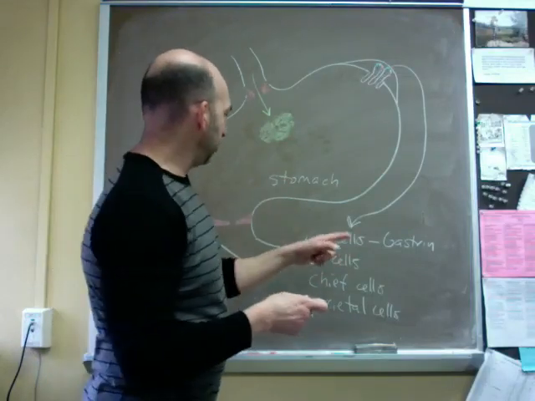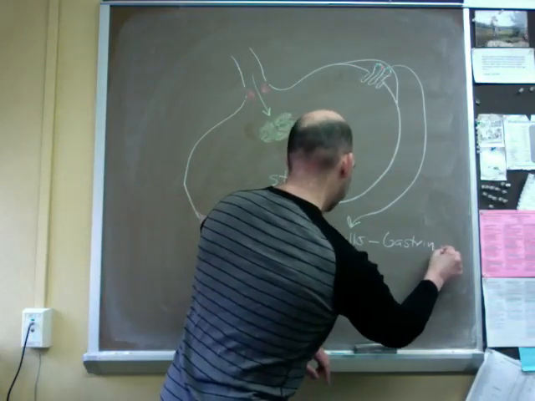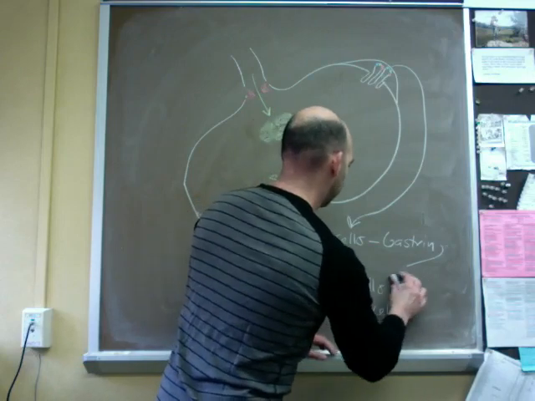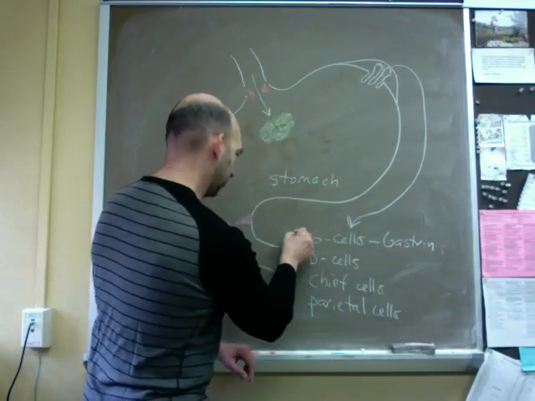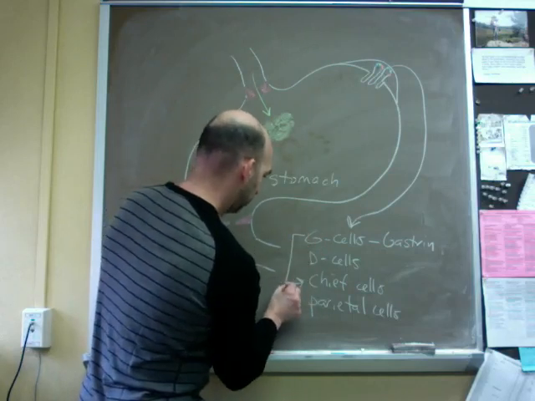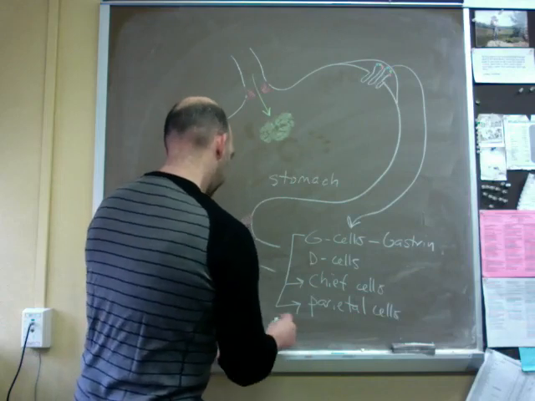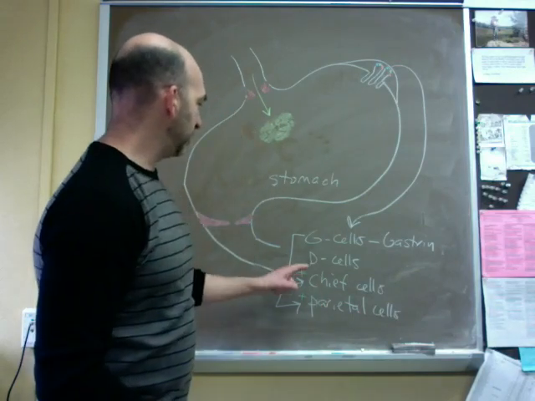Well, gastrin stimulates chief cells. Let me rearrange my arrows here. I'm going to go to the other side, so I have to list what they do. So the G cells are stimulatory to the chief cells and the parietal cells. So I'm going to put a green plus sign, green for go. Right? Stimulatory to those two cell types.